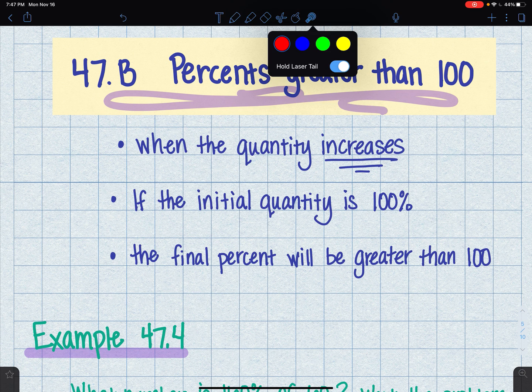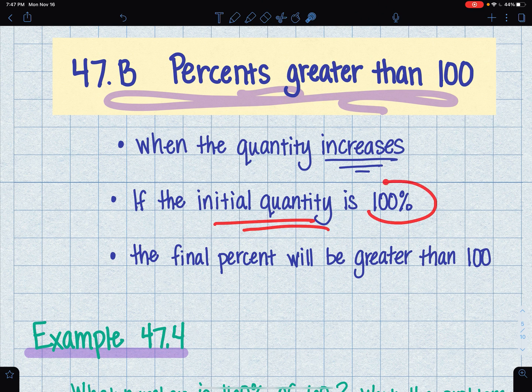Now, remember that the initial quantity is 100%. So the initial quantity is your base, and if you have 100% of your money that you keep, that's your base. Or the base is the total amount of problems you can get right. But it's the number that you start with, and that's going to be represented by 100%. Now, the final percent is going to be greater than 100 if your base increases.